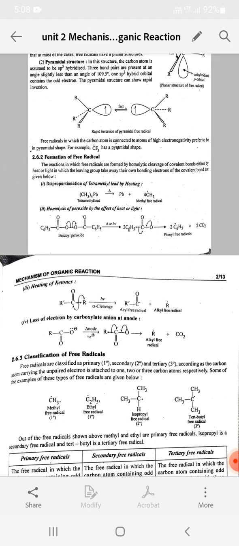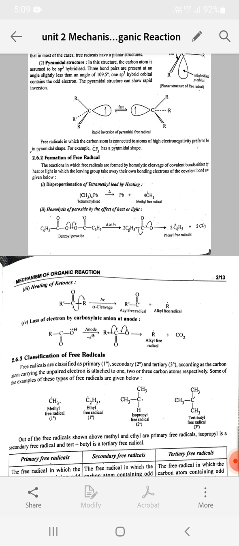Like the methyl free radical is first degree, the ethyl free radical is also first degree. The isopropyl free radical is second degree, CH3-CH-CH3, and (CH3)3C is tert-butyl, the free radical of a tertiary carbon. So out of the free radicals shown above, methyl and ethyl are the primary free radicals, isopropyl is a secondary free radical, and tert-butyl is the tertiary free radical.